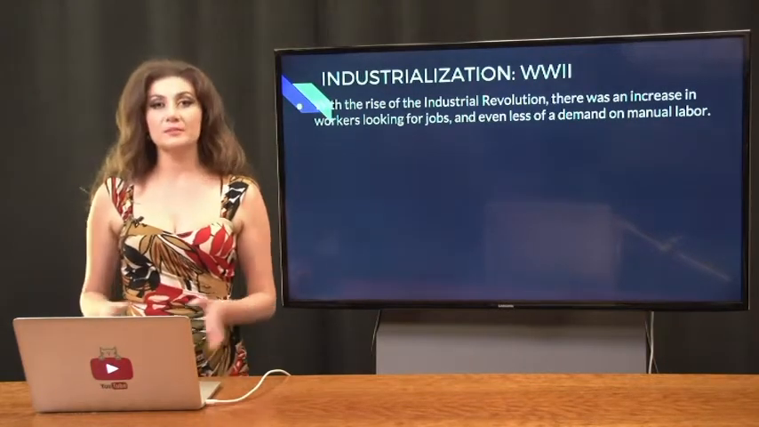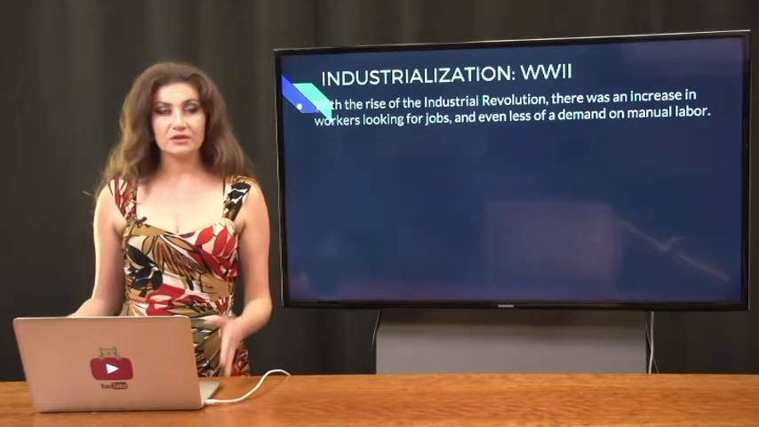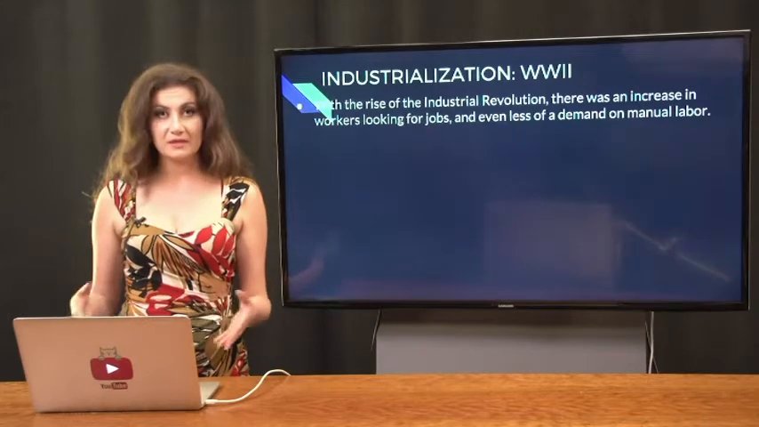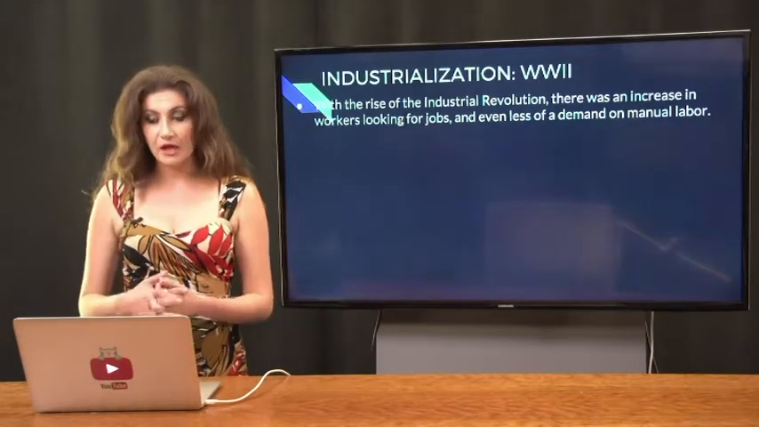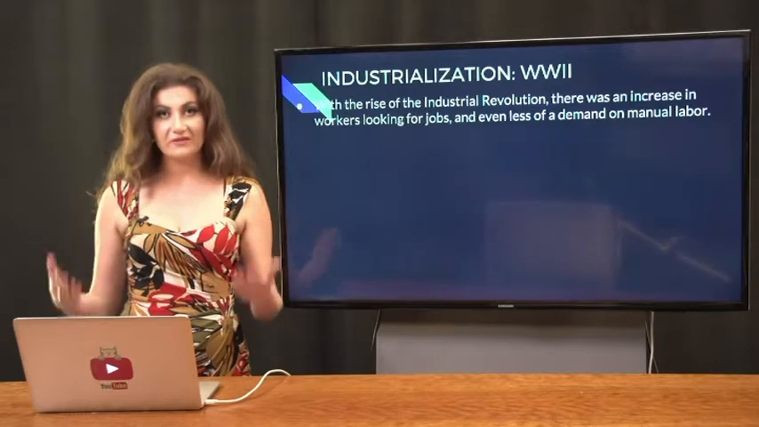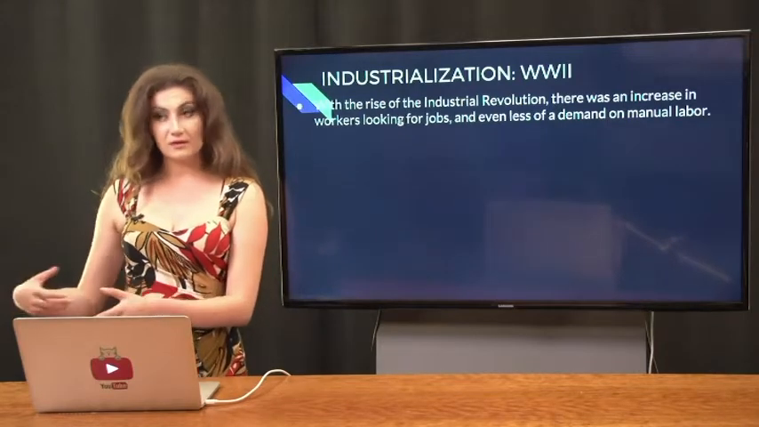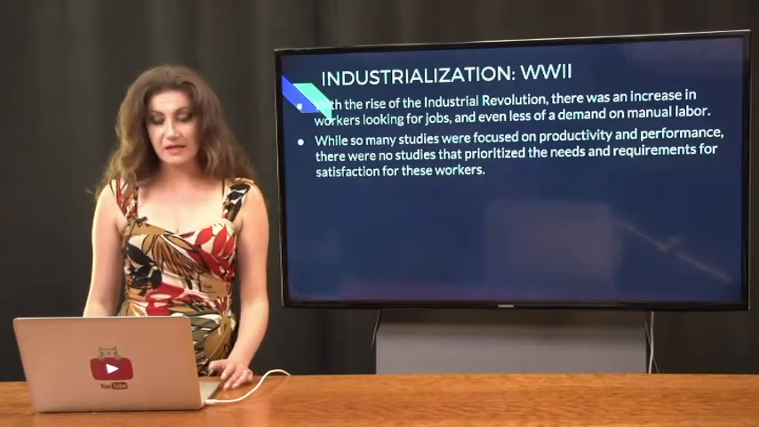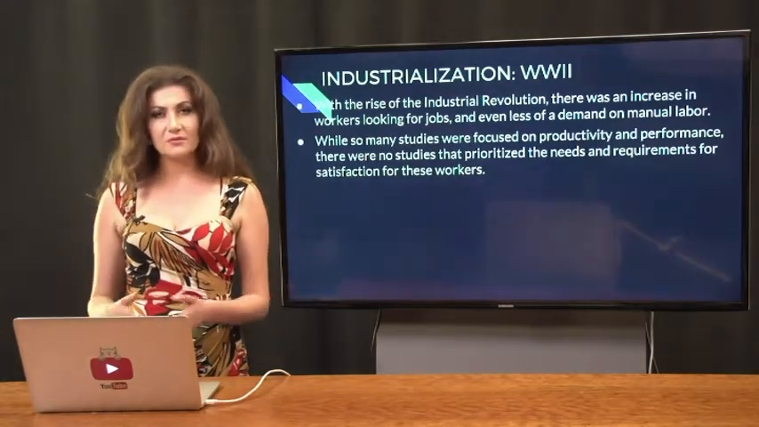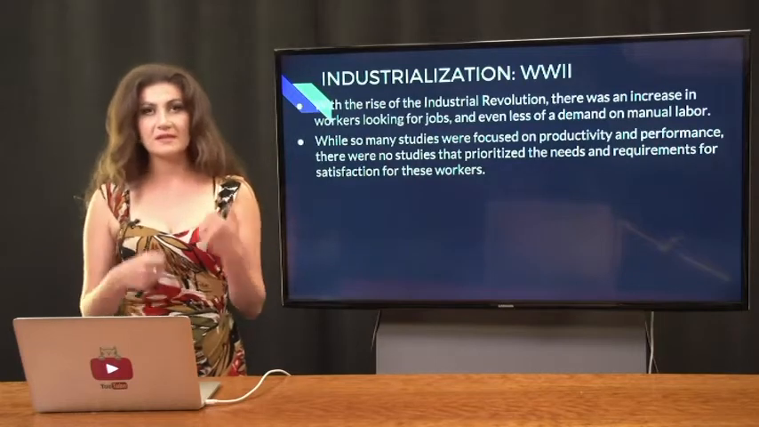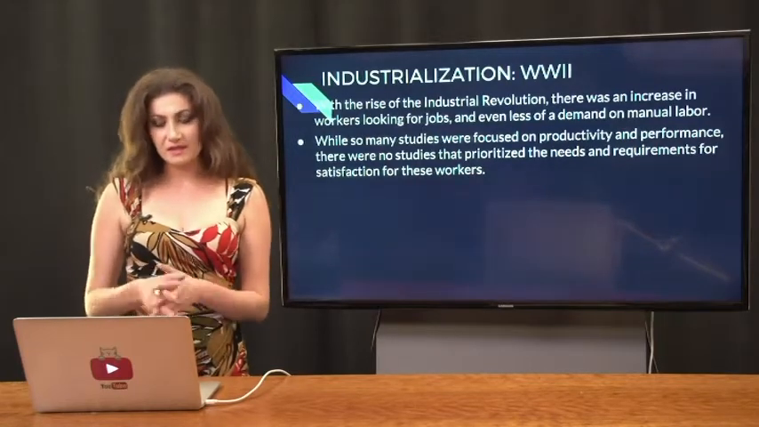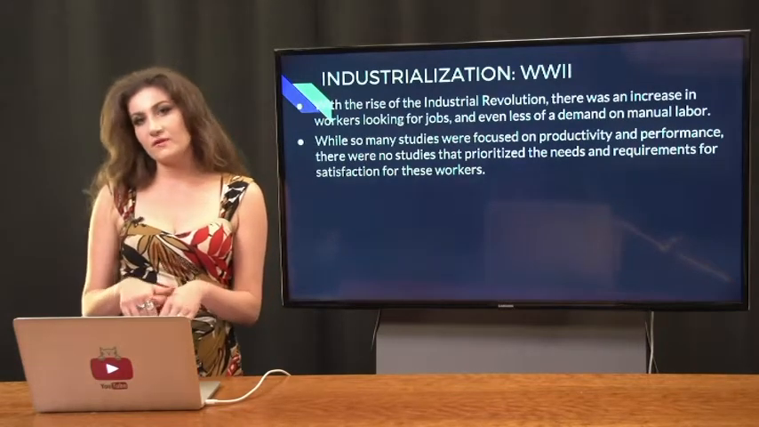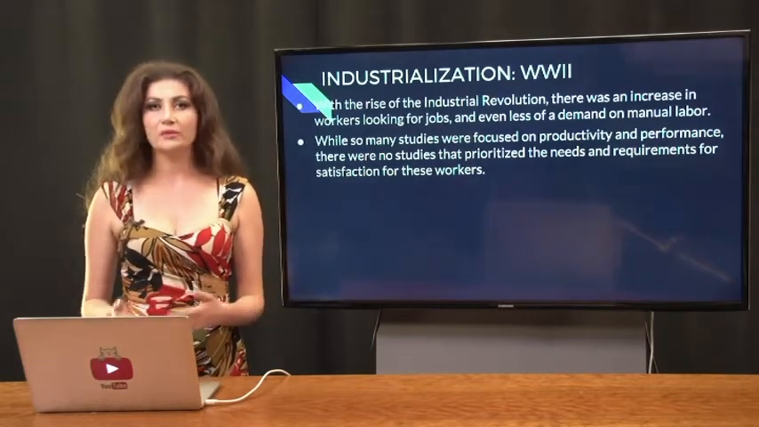All of the jobs that people were doing by hand took a significantly longer amount of time than if they were to complete those same tasks in a factory or on an assembly line. So as technology started to advance, the jobs in terms of manual labor started to decrease, and more people were looking for jobs in factories. While so many studies were focused on productivity and performance and getting things done more quickly, none of these studies really focused on the needs and requirements for satisfaction of these workers, right? And so that actually becomes a priority.